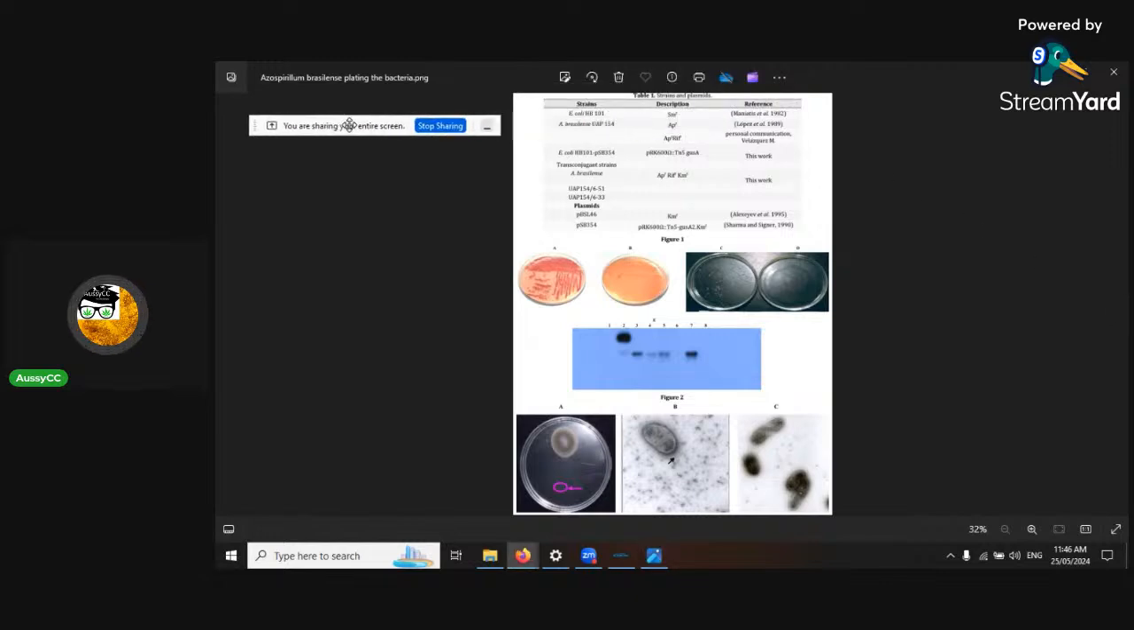What's this? Azospirillum. Azospirillum is a beneficial, non-symbiotic nitrogen-fixing bacteria. That means that it doesn't have to be symbiotic with a plant, like rhizobium has to be symbiotic with a legume, for it to convert nitrogen into another form of nitrogen, whereas azospirillum and azotobacter do just that. I use azotobacter.